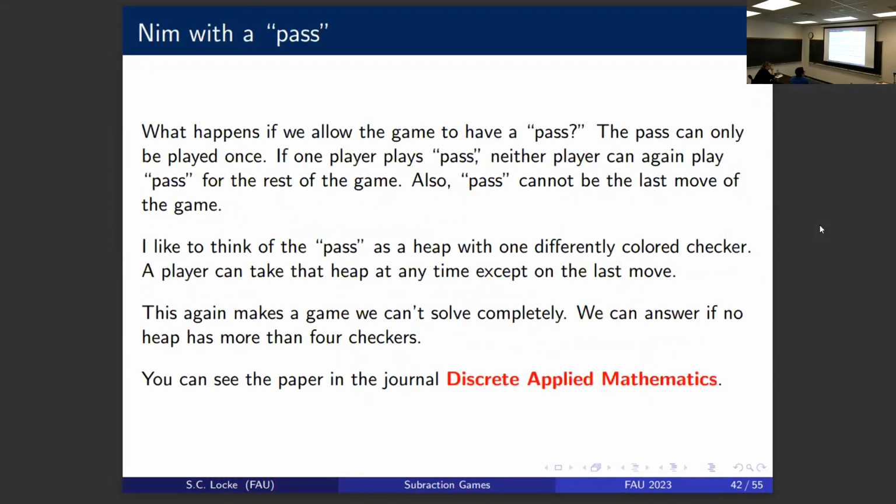Okay. Here's another version. Again, I don't know how to play this. All right. So in the game, you're allowed to have a pass. Just one in the whole game. You're playing regular NIM, except now there's a pass. I kind of think of that as you have a heap with 1 differently colored checker. So all your checkers are red, let's say, and you've got 1 green checker. That's in a pile by itself. And anytime during the game, when it's your turn, you can take the green checker, except you can't take it when all the other piles are gone.